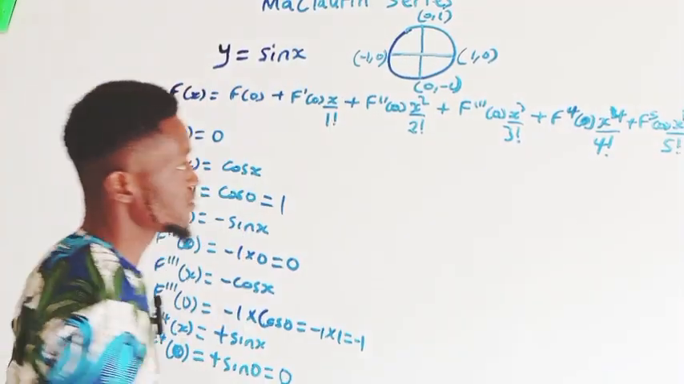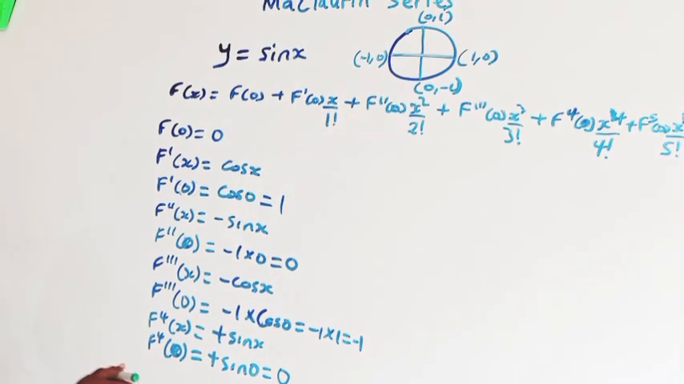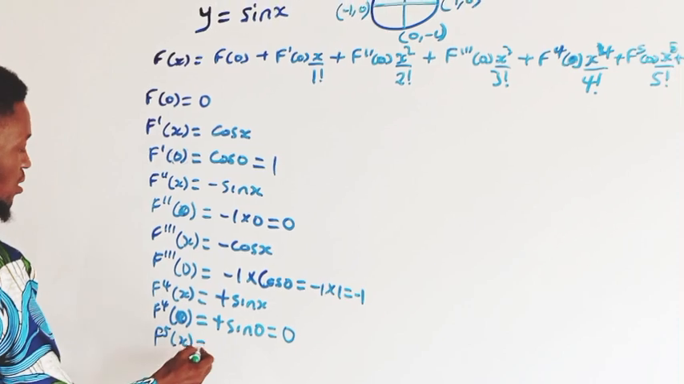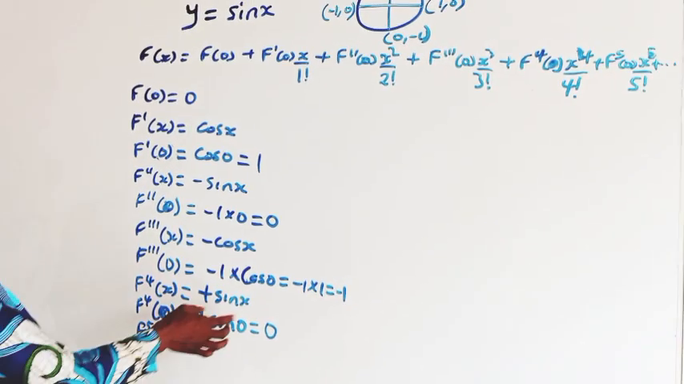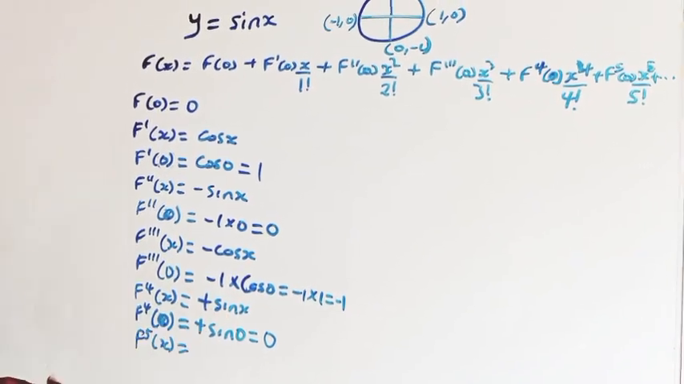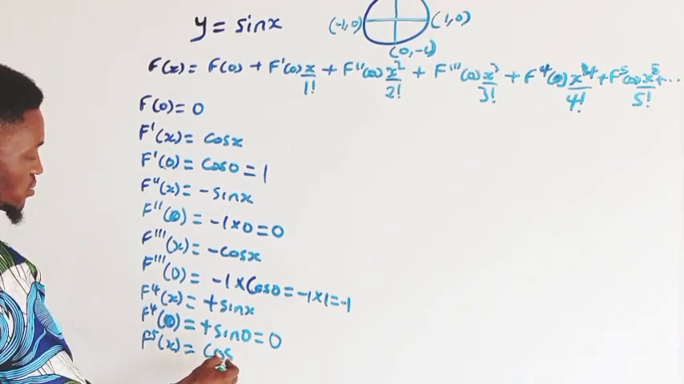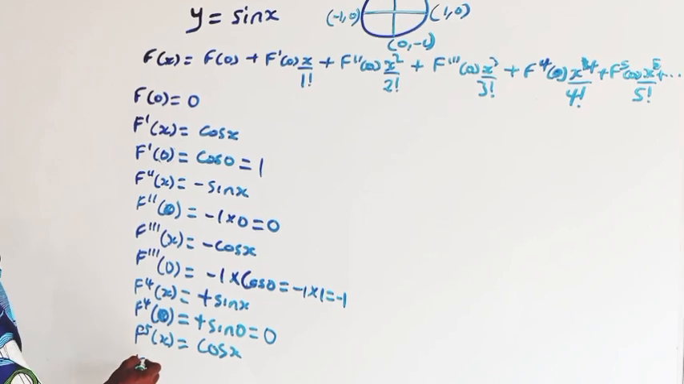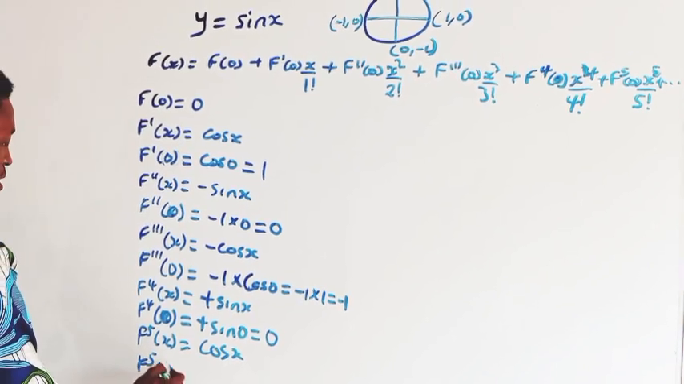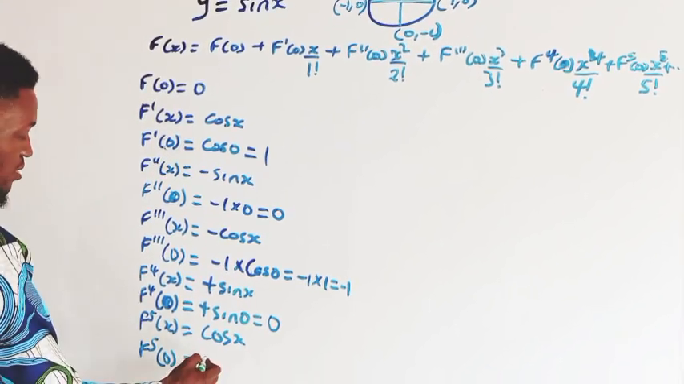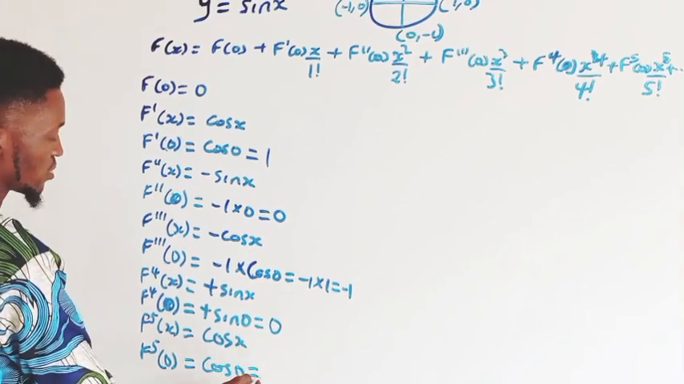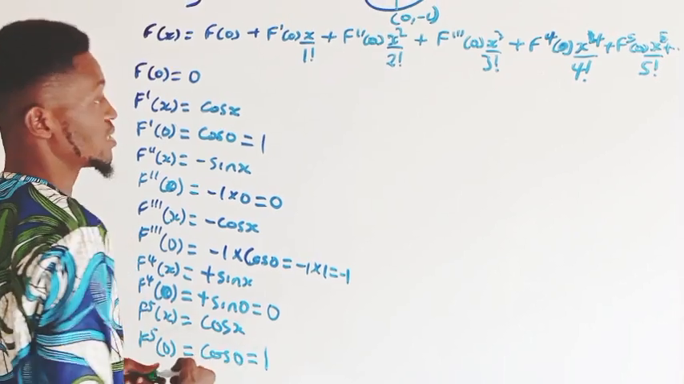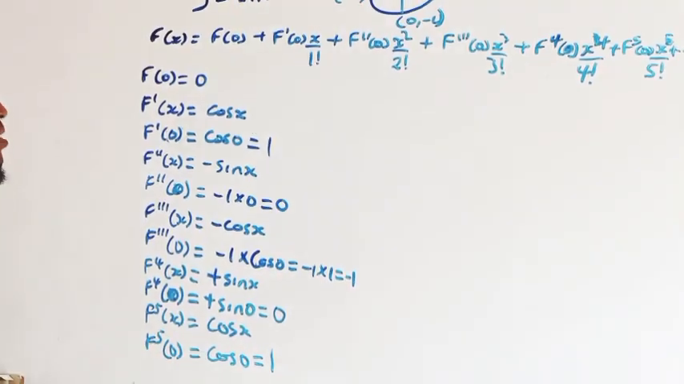So let's go to the fifth derivative now. Let's see this fifth derivative. This one is sine, so the fifth derivative will be what? Cos. We're going to have cos x, right? So if I substitute 0 into x, cos 0 is essentially 1, which is 1. So let's stop at this place.